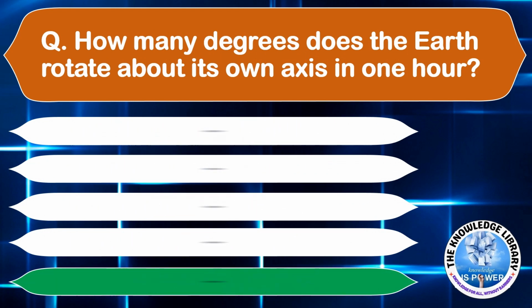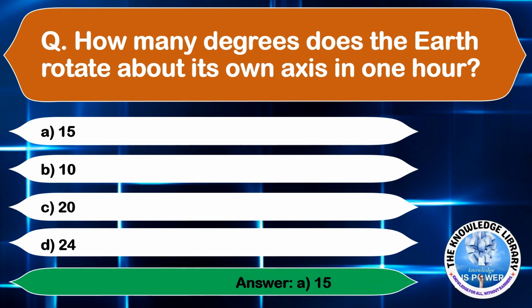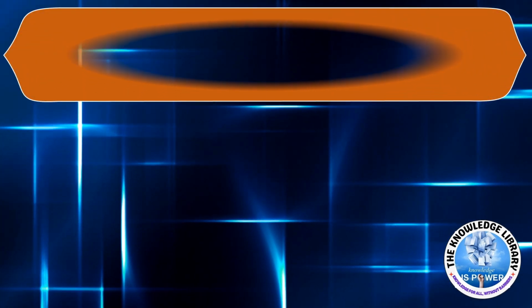How many degrees does the Earth rotate about its own axis in 1 hour? Option A, 15. Option B, 10. Option C, 20. And option D, 24. So the correct answer is option A, 15. Moving on to the next question.